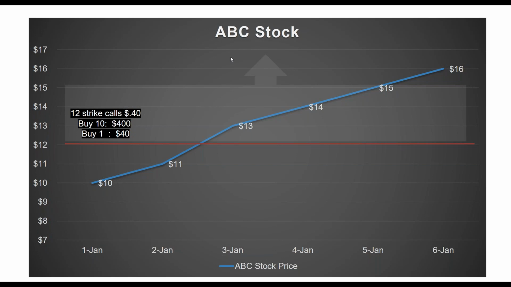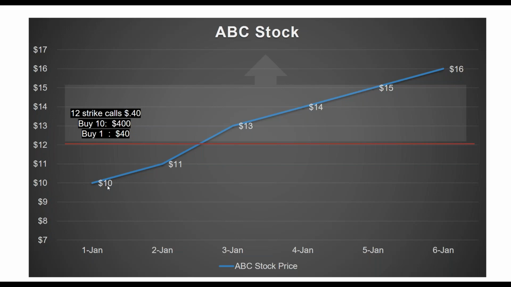So here's an example. Again, phony baloney stock, ABC. Starting here, it's trading for $10. All of us together, let's buy the 12 strike calls for 40 cents. If we do that, it's $400. We can never lose more than $400. We could buy a one lot for $40. We can never lose more than 40. So even if ABC stock turns out to be Enron and goes to zero, we lose our principal. That's it. Never lose more.